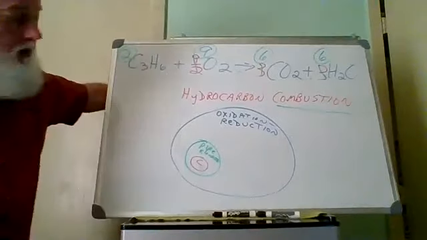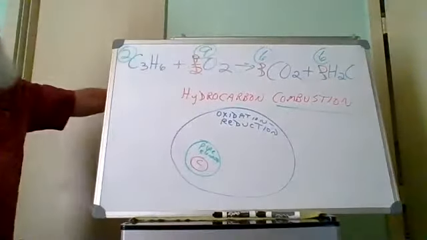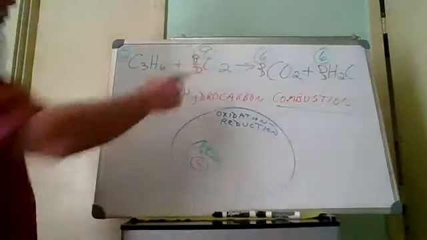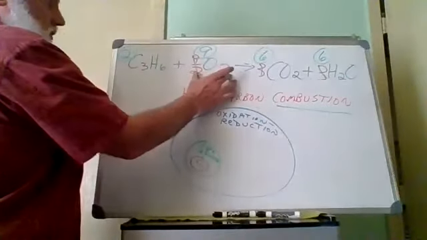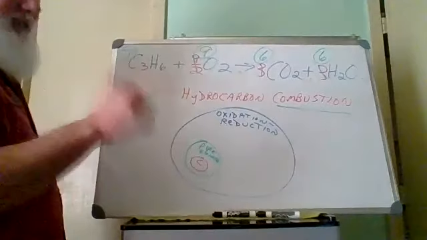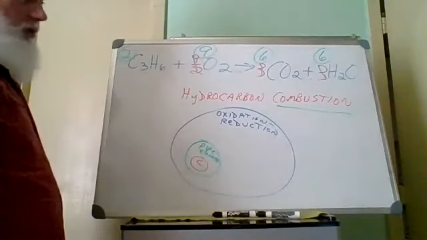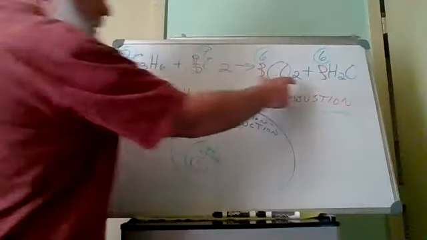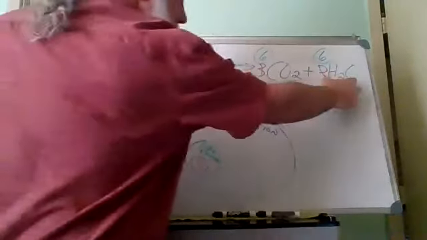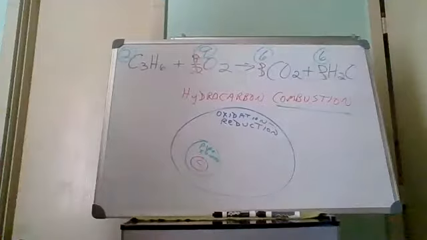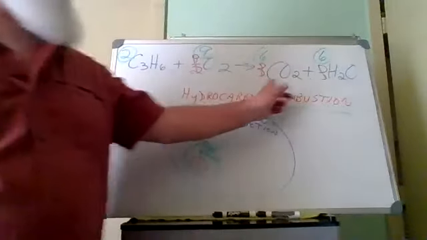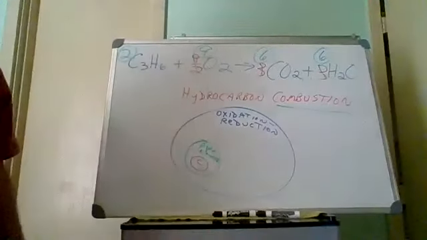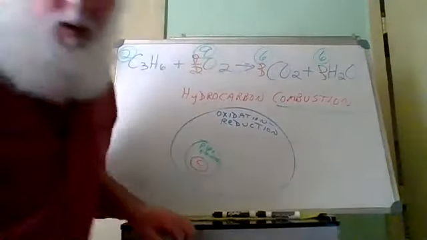One last thing: how do you spot a hydrocarbon combustion reaction? Well, you have a hydrocarbon reacting with oxygen. The products are always the same. I think that's a question on the assignment. What are the two products of every hydrocarbon combustion reaction? Carbon dioxide, CO2, and water, H2O. The two products of every hydrocarbon combustion reaction are carbon dioxide and water vapor.